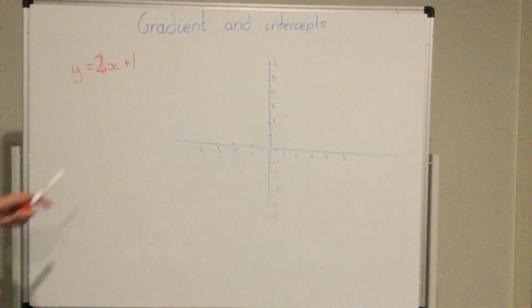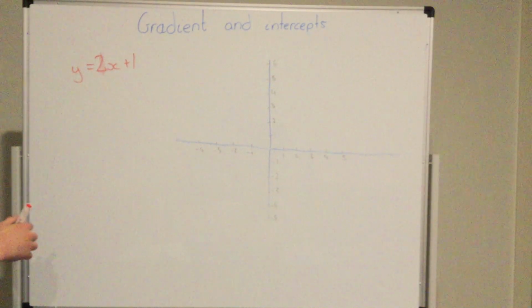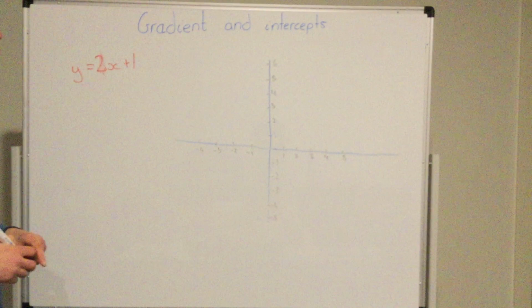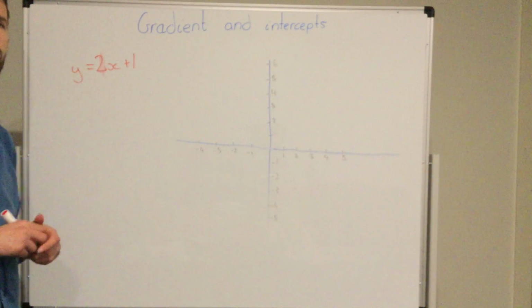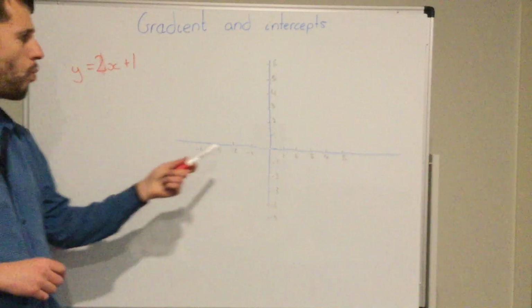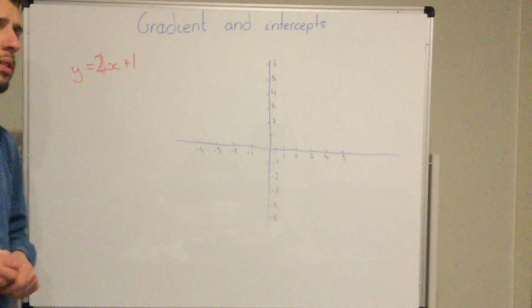So we are going to be looking at gradients and intercepts. To get us started, I've got y equals 2x plus 1. The first thing we are going to be doing is looking at an intercept. So we're looking at when it crosses the x-axis.